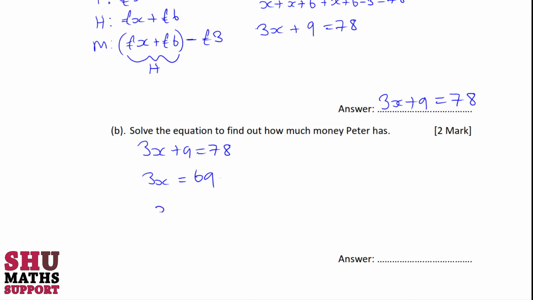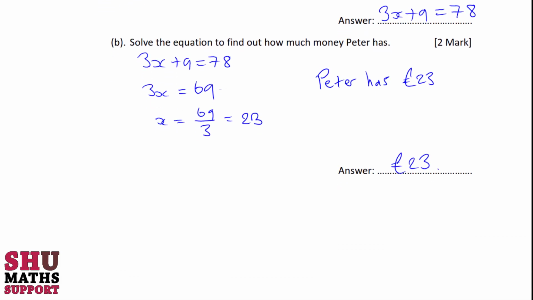So we have x is equal to 69 divided by 3. And 69 divided by 3 is equal to 23. So we know that Peter has £23. So we'll put in our answer box that Peter has £23.